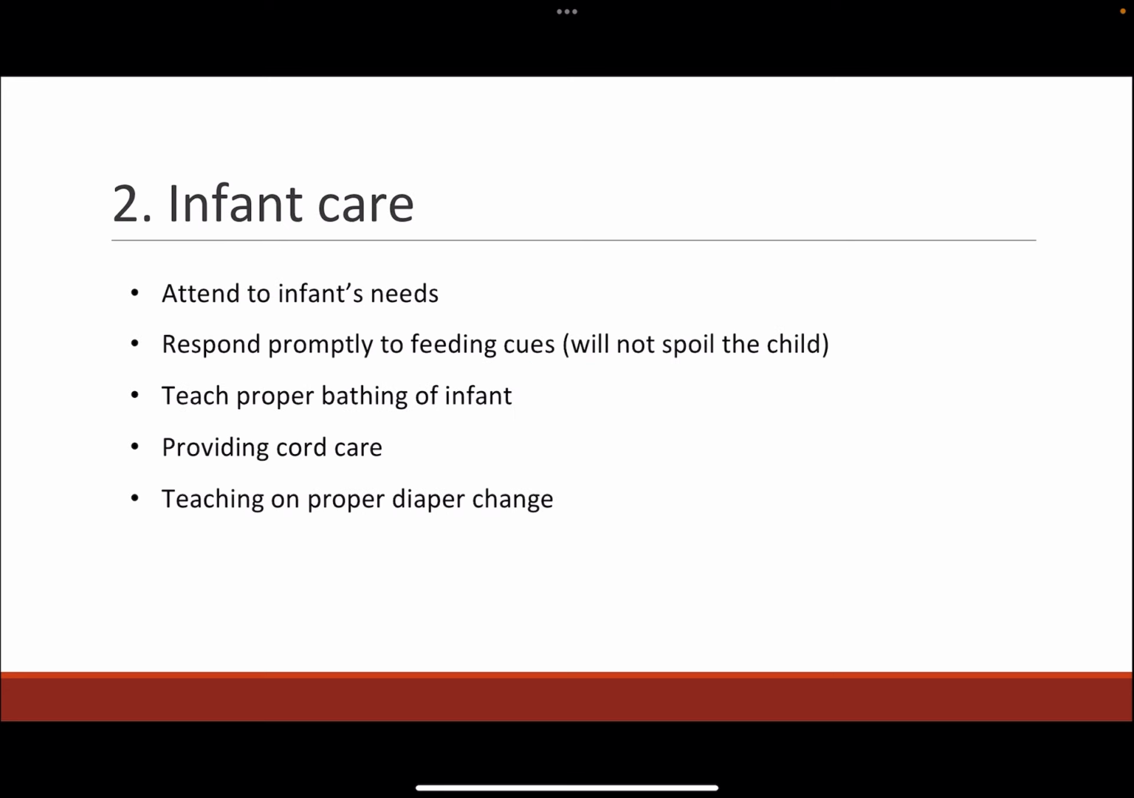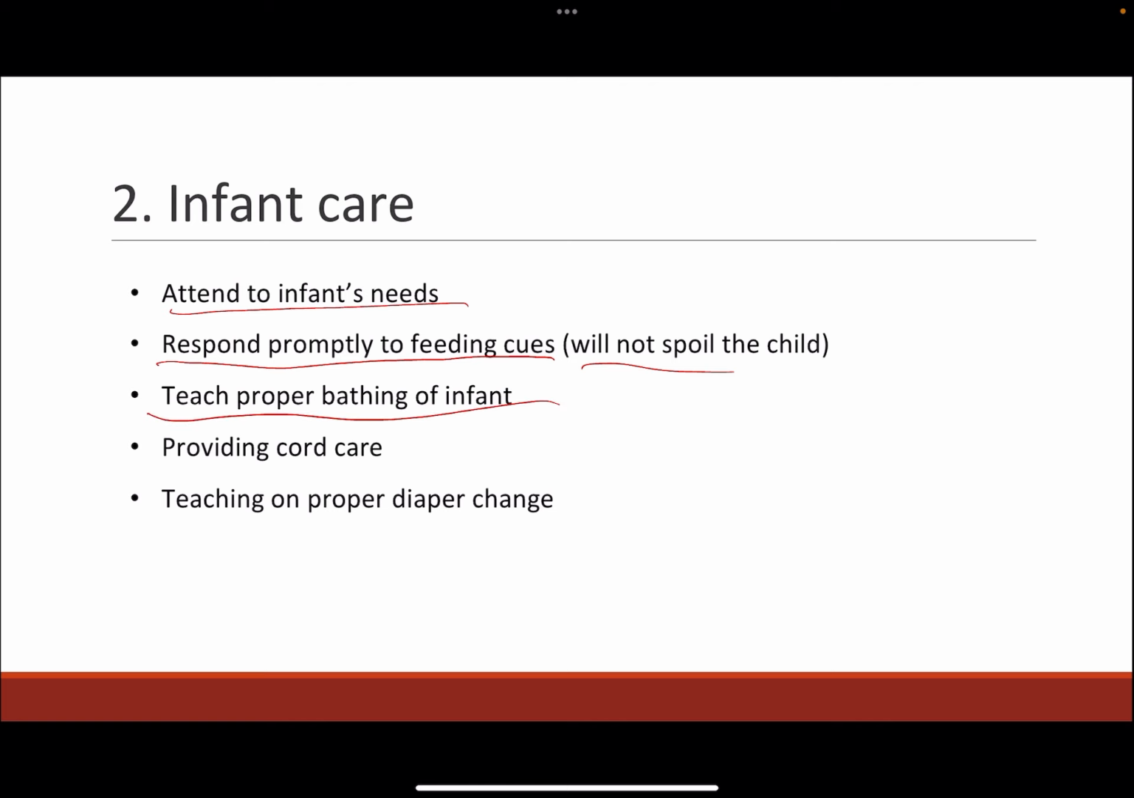In infant care, you have to attend to infant needs: changing of diaper, the feeding, respond promptly to the feeding cues. So it will not spoil the child. Hindi naman siya porket iiyak si baby, ikarga mo tapos painumin ng mother. It will not lead to spoiling the child. It is a cue nga nagugutom si baby, or she has needs like changing diaper.